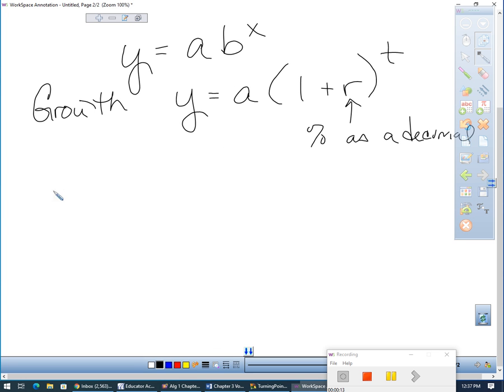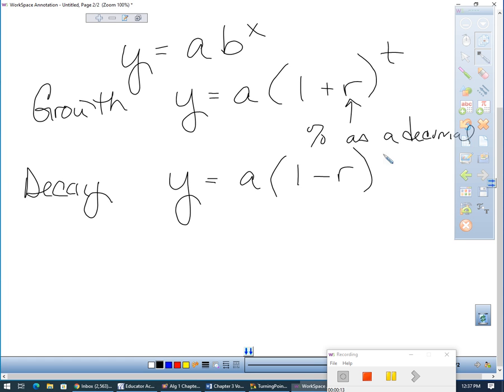If it is decay, that same equation, y equals a, but this one's 1 minus r to the t, where again, r is your percent as a decimal. So what happens is with the decay, 1 minus, you get this b value that is between 0 and 1, so it's decaying.